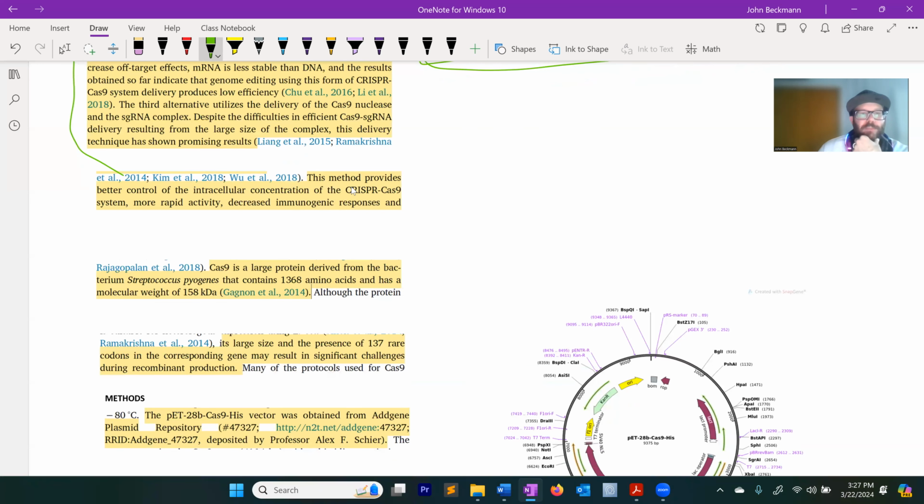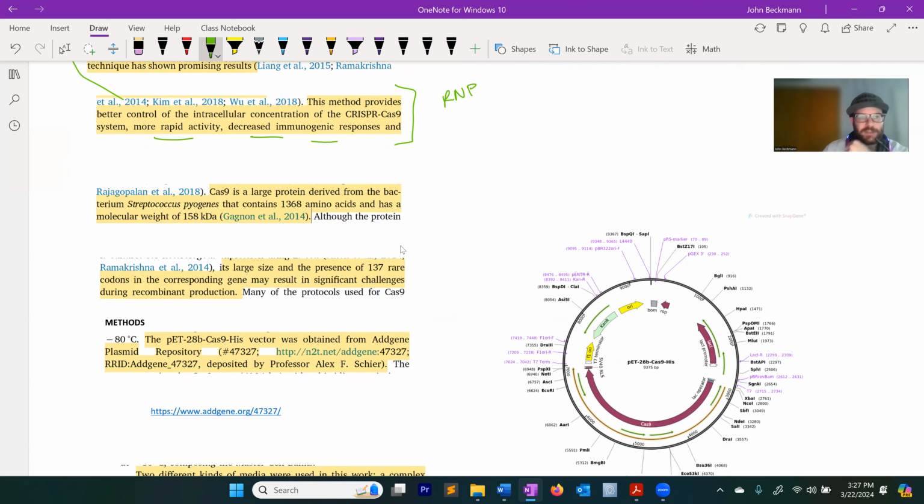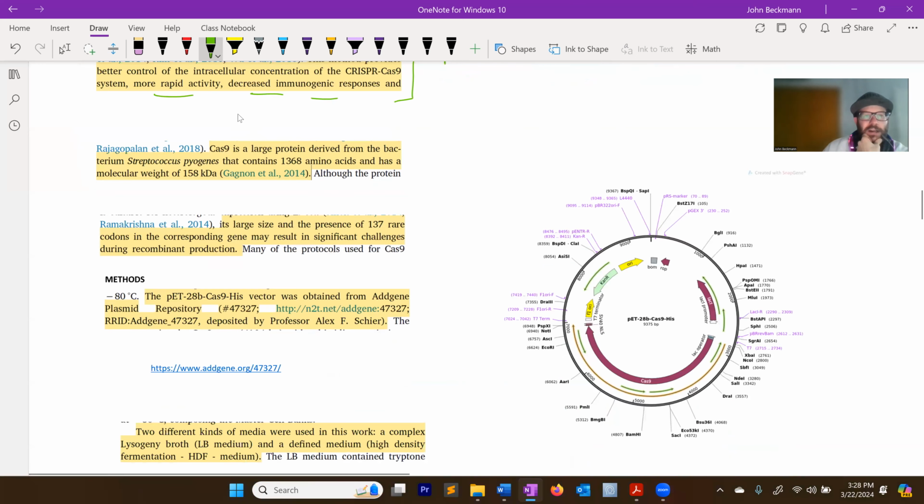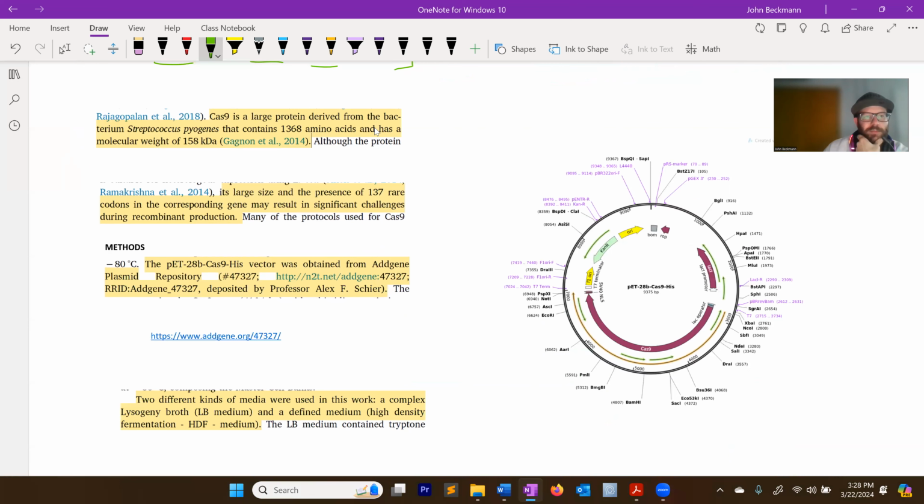Let's see. The method provides better control of the intracellular concentration. Here's another thing they're saying is good about delivering the RNP directly: it provides better control of intracellular concentration of the CRISPR-Cas9 system, more rapid activity, and they say decreased immunogenic responses. That's probably variable depending on the organism. Okay, more stuff. Cas9 is a large protein. We already talked about that.